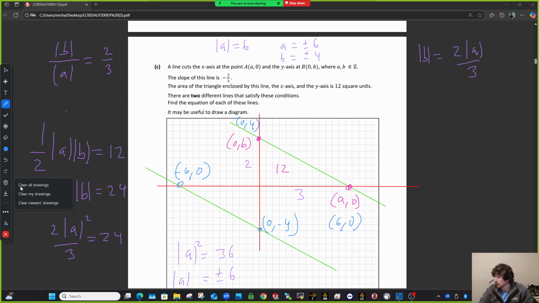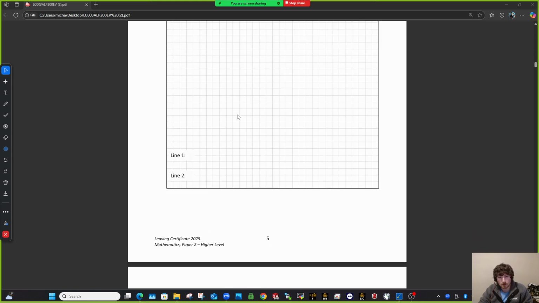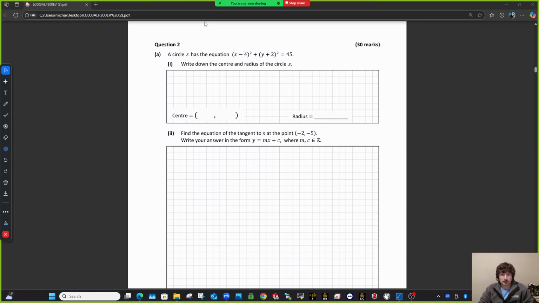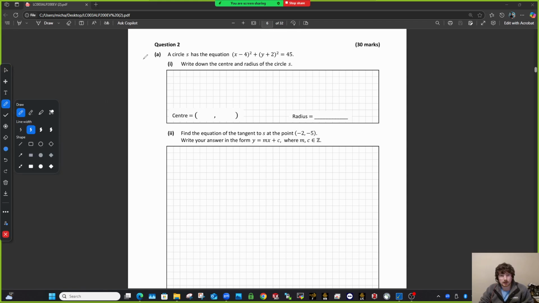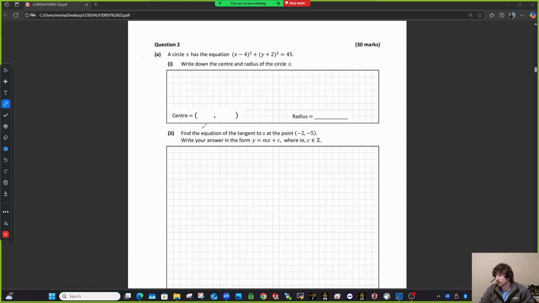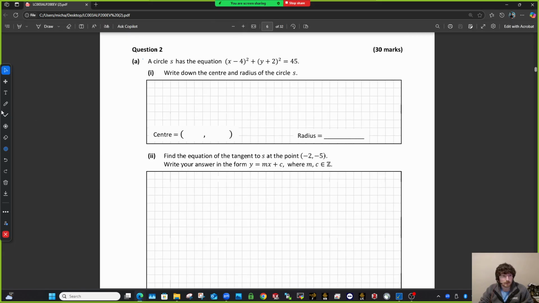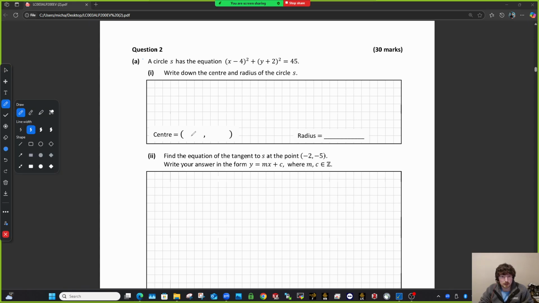Okay, Grant, moving on. This was a nice question here. Very straightforward circle stuff. So the center there, let me zoom in, is 4, and then minus 2. So change the sign there. And then the radius here is root 45. So then find the equation of the tangent that's made at that point.